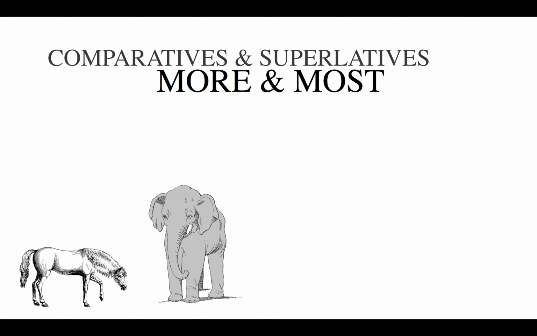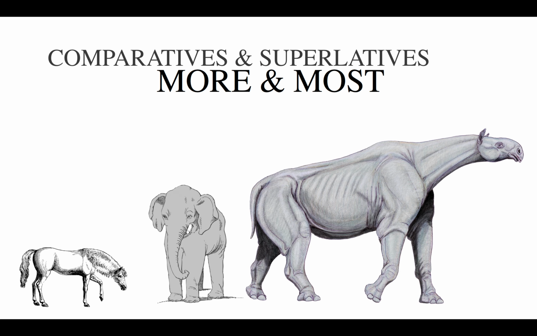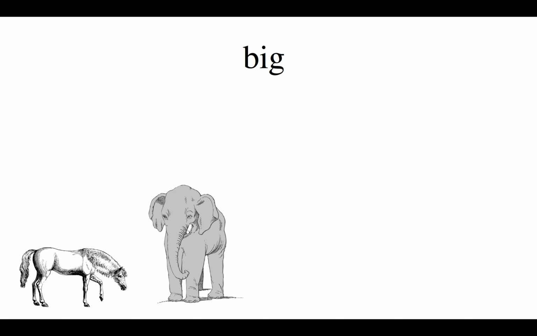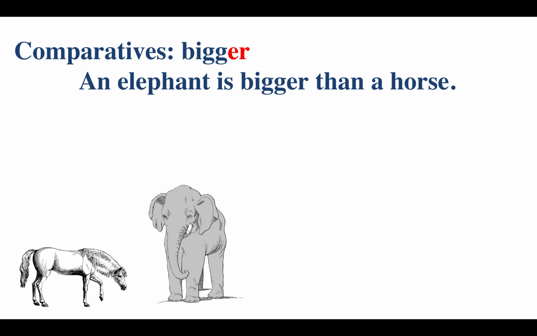Alright, today I'm going to talk about more and most, that is comparatives and superlatives. So let's start with an adjective, big, and I can change it into a comparative adjective, bigger. And comparative adjectives say how two things or ideas are different. For example, an elephant and a horse. An elephant is bigger than a horse.